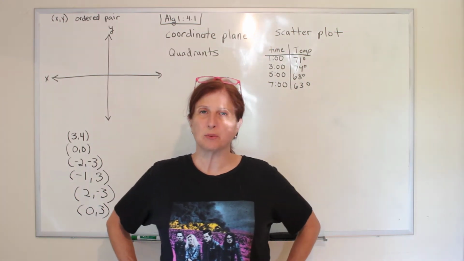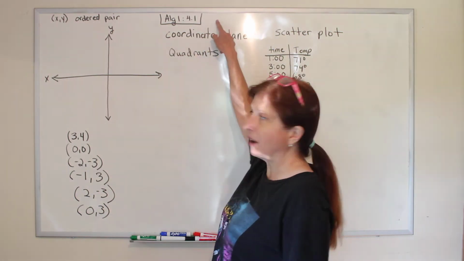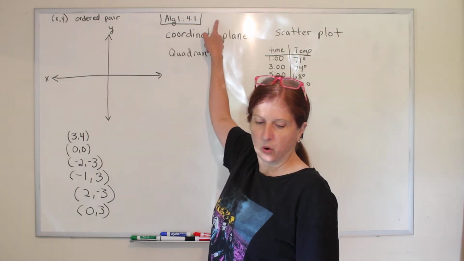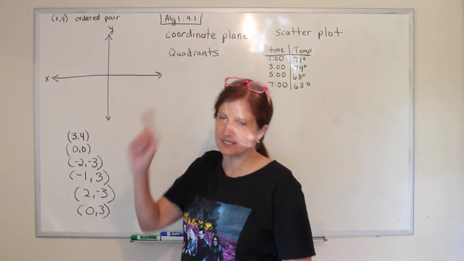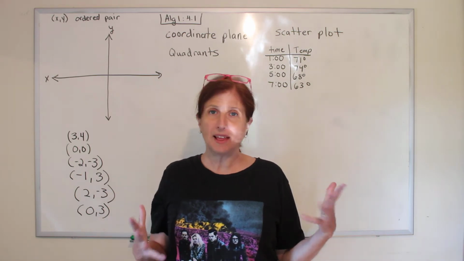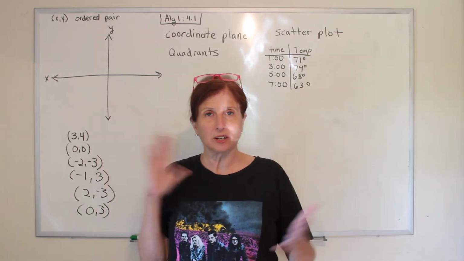Welcome back to Algebra 1. We are talking about Algebra 1. This is Chapter 4, Coordinates and Scatter Plots. So that's all fancy math talk for graphing. We're going to do graphs.